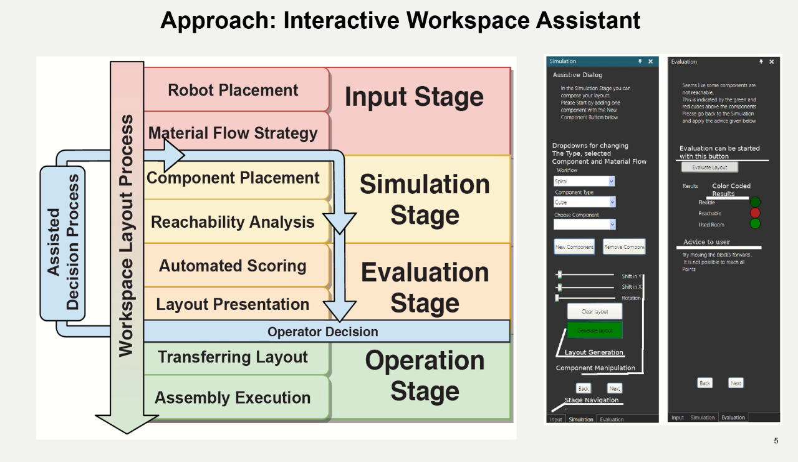The operator now decides if he is satisfied with the generated layout or would like to do some revision, which is performed automatically by the system or manually by him or herself. This iterative process is repeated until the operator decides to move on to the operation stage, where the generated layout is transferred to the real world and the assembly can be executed.